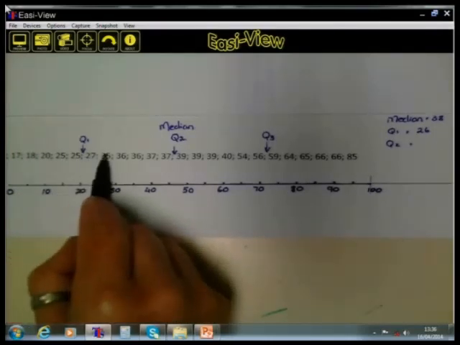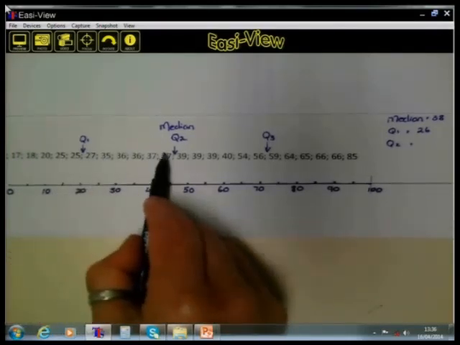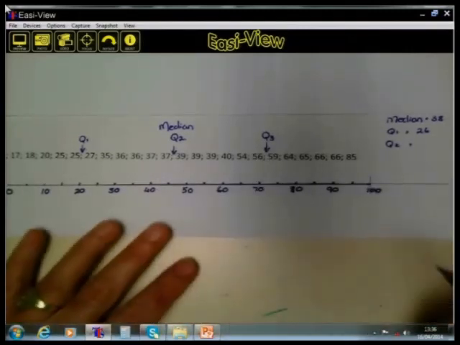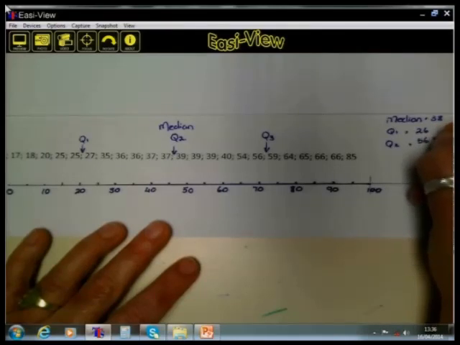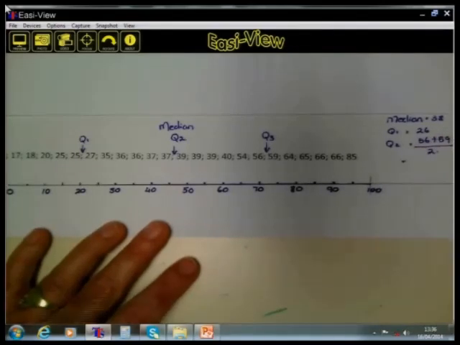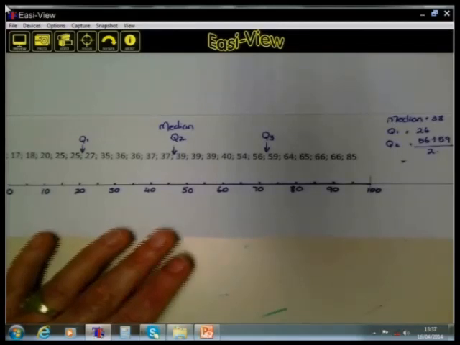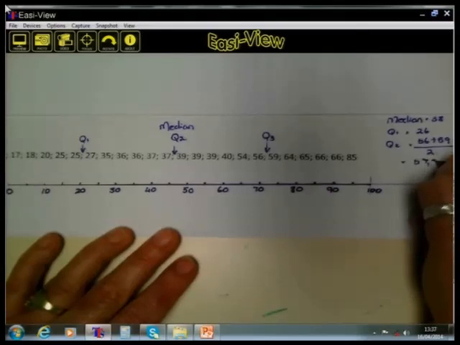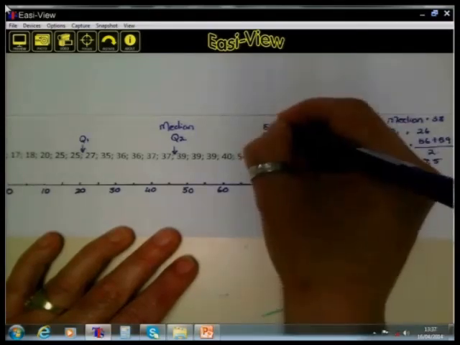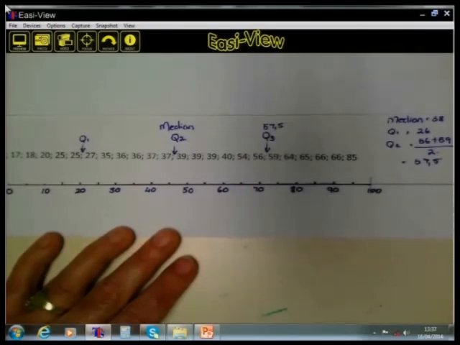I have 6 pieces of data, 1, 2, 3, 4, 5, 6, and there is 6, and there is 6. To get my Q3, I will now have to say 56 plus 59 and divide it by 2, so that I can find that value which is exactly in the middle between 56 and 59. And that will be 57,5. That is going to be here.